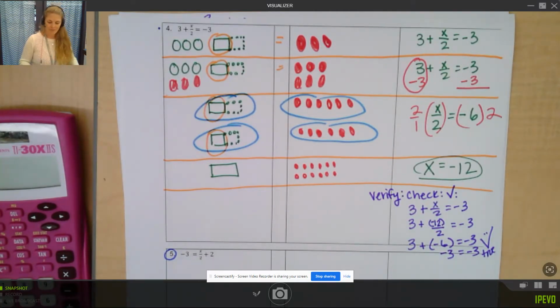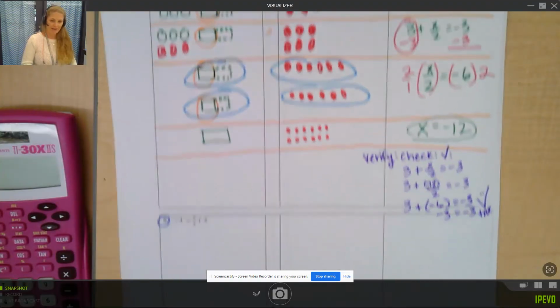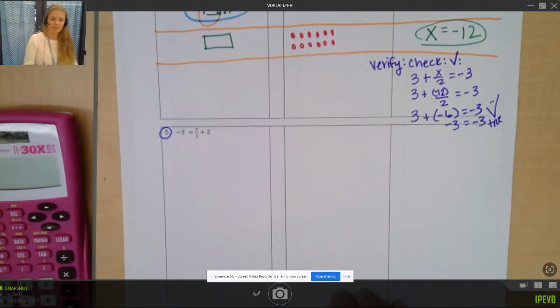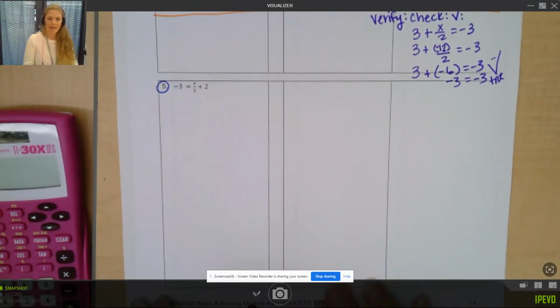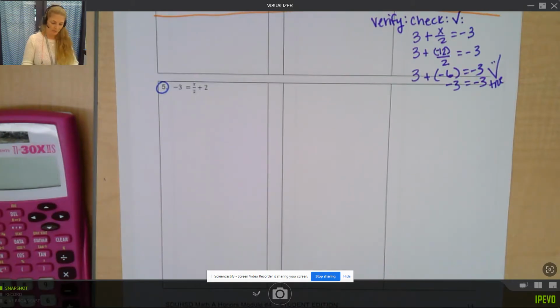Great work. Okay, mini mathematicians, I'd love for you to work on 5. Go ahead, pause the video, finish number 5, and we're going to go over that in just a second.